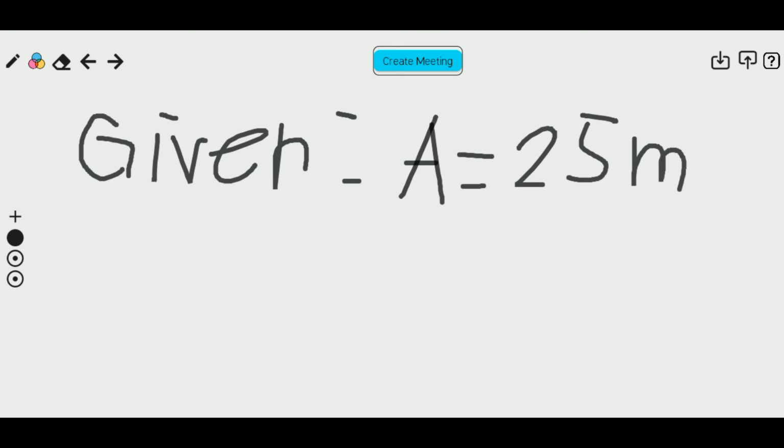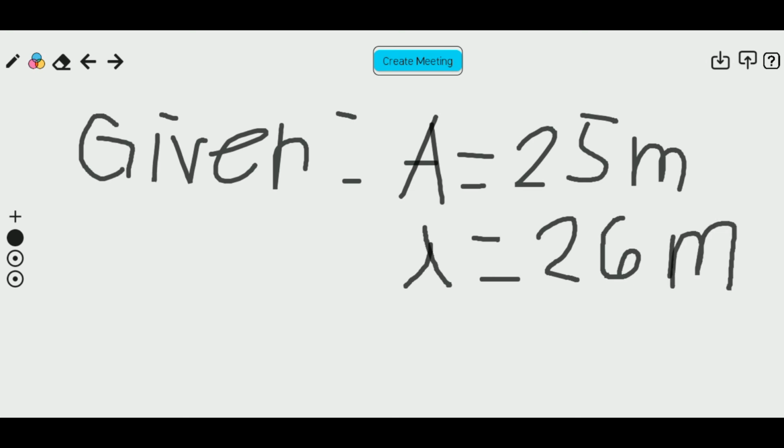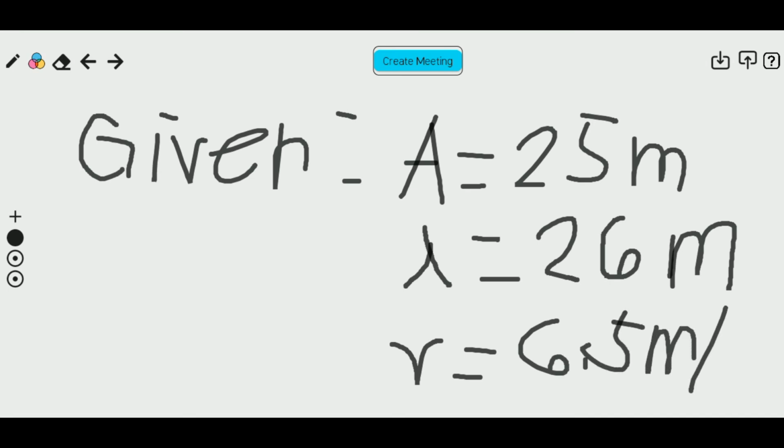The second given in our problem is the wave is 26 meters long, meaning it is our what? You're correct. It is our wavelength. So, wavelength is also defined as the distance between two consecutive troughs and two consecutive crests. And the last given on our problem is 6.5 meters per second, meaning it will be our wave speed.